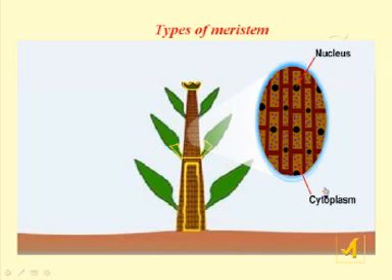This is the nucleus, this is the cytoplasm. It produces the secondary permanent tissues which result in the thickening of stem and root. This is the types of meristem.